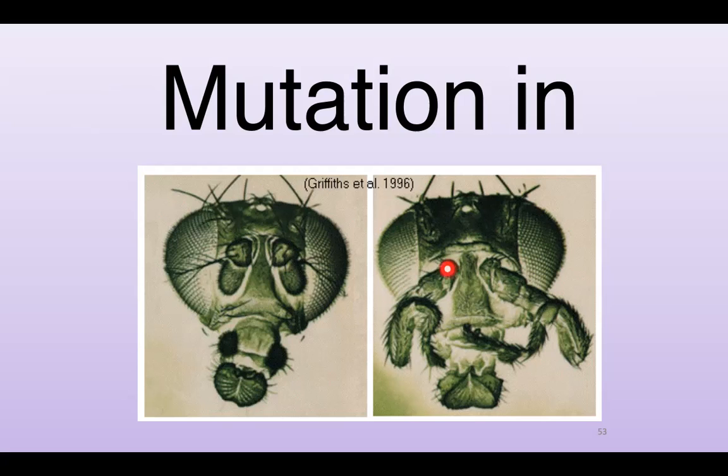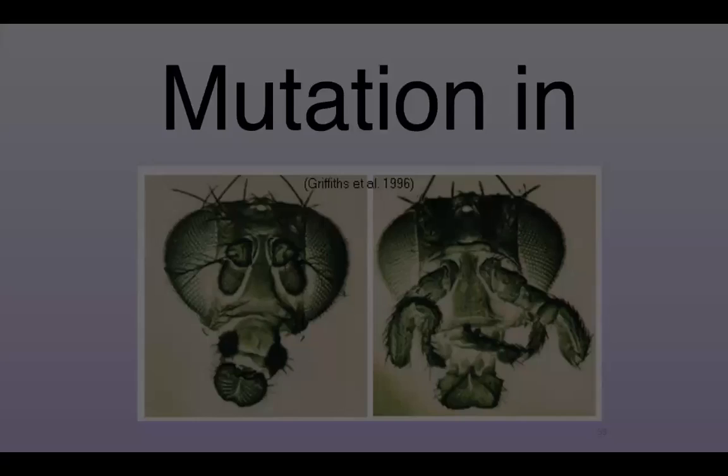So normally you don't have legs sticking out from your head, right? But this is a mutation. You can see appendages here that are sticking out from the head in this fruit fly. That is when you have a mutation in a homeobox, where there's the part, the homeobox, which deals with the head, and there's a mutation, so legs grow there.